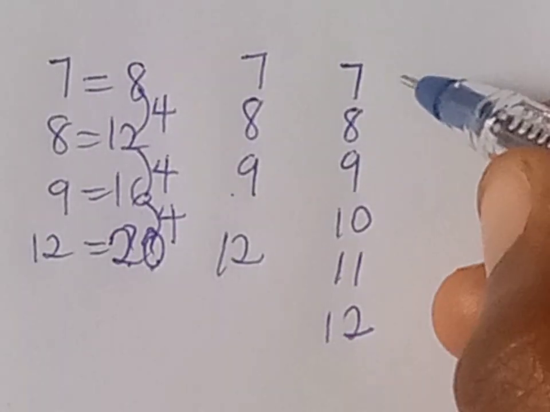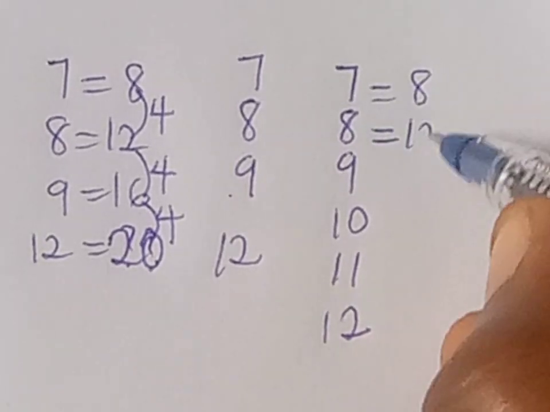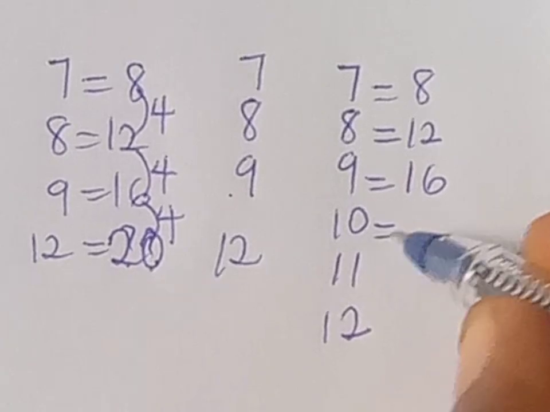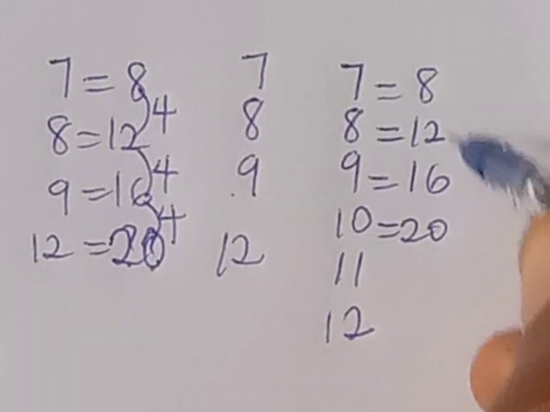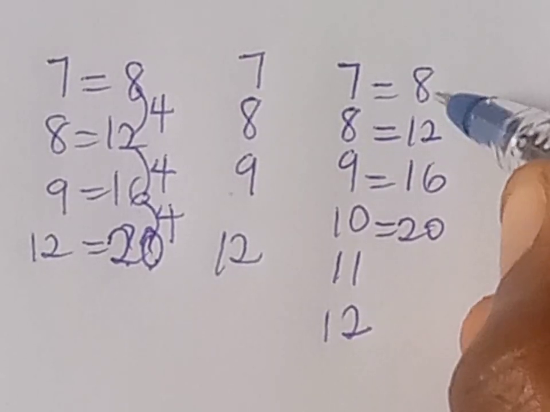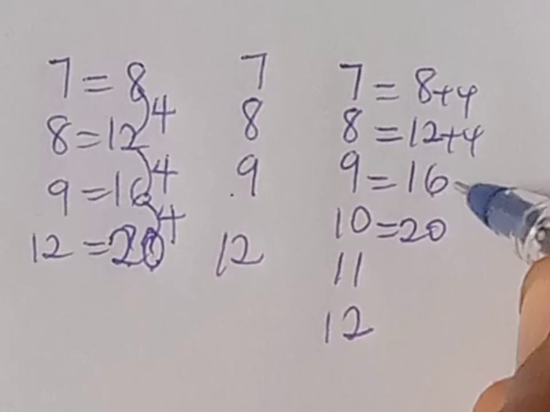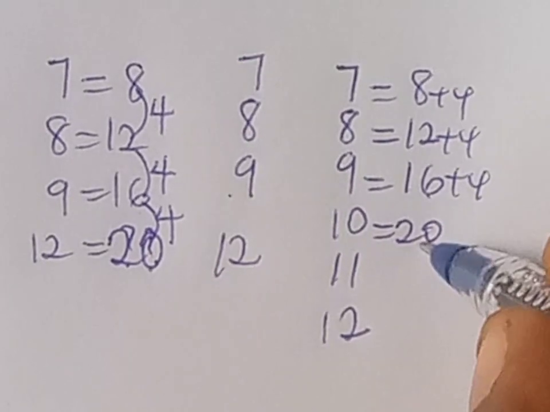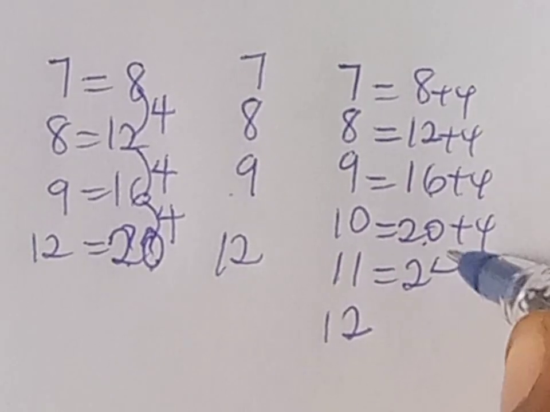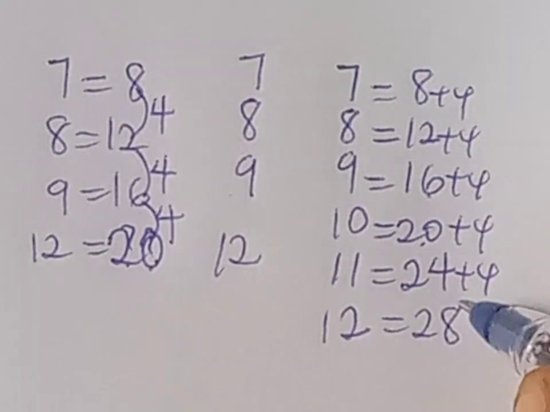And the result that we had earlier, 7 equals 8, 8 equals 12, 9 equals 16. Now 10 will be equal to what? 20. By the time we start adding 4 plus 4 plus 4 to each, 8 plus 4 will give us 12, 12 plus 4 will give us 16, 16 plus 4 will give us 20. So 20 plus 4 will give us 24. Then 24 plus 4 will give us 28.